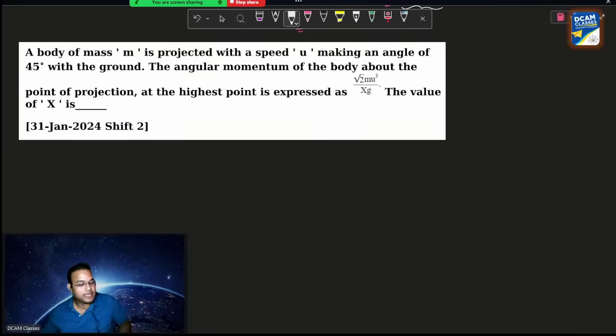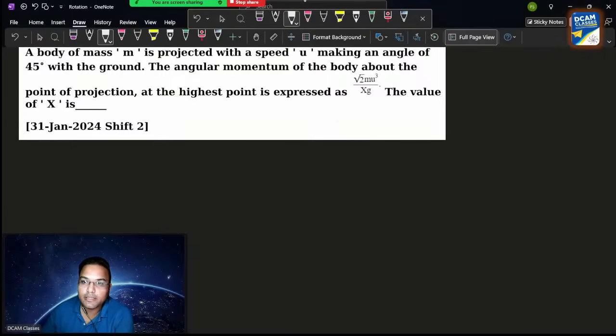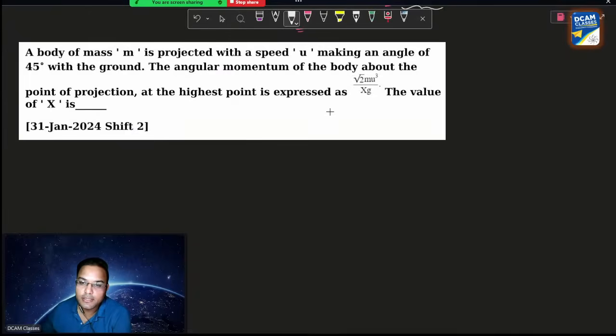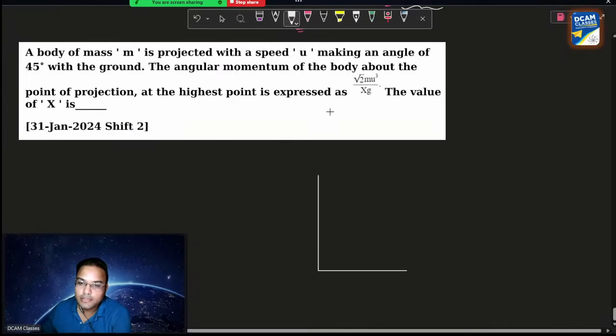Let me draw the diagram for you so that you will understand it better. Then after this, we move on to the start. Interesting. It's translation plus rotation, and it has actual application.